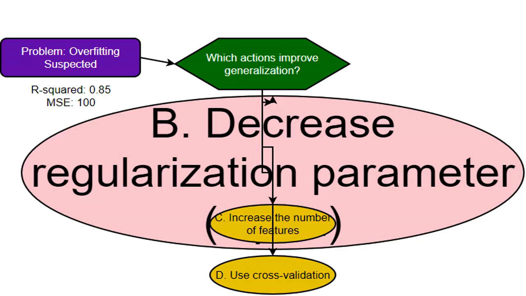Cross-validation is a powerful technique to evaluate model performance. I use it to get a more reliable estimate of how well my model will generalize to new data by testing it on multiple subsets of the training data. This helps me catch overfitting before it becomes a major issue.